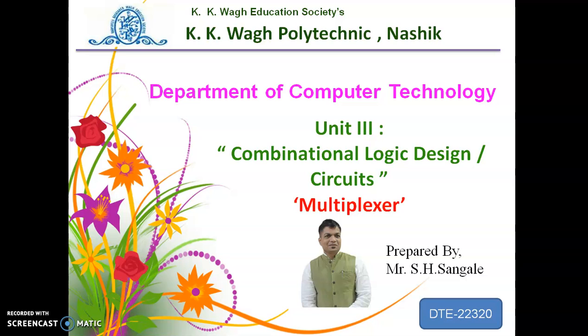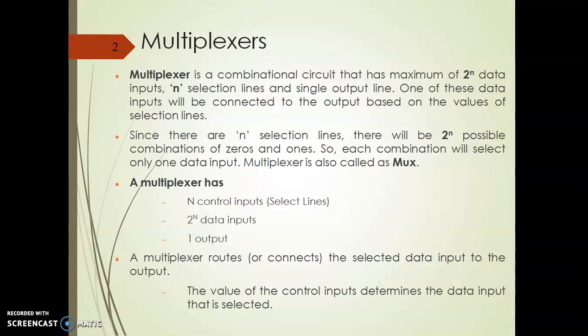Today we are going to discuss the concept of multiplexer from unit number 3, combinational logic design and circuits. The multiplexer is one of the combinational circuits that has a maximum of 2 raised to n data inputs, n select lines, and a single output line. On the basis of the select line, it can select a particular input line. One of these data inputs will be connected to the output based on the value of the selection line.